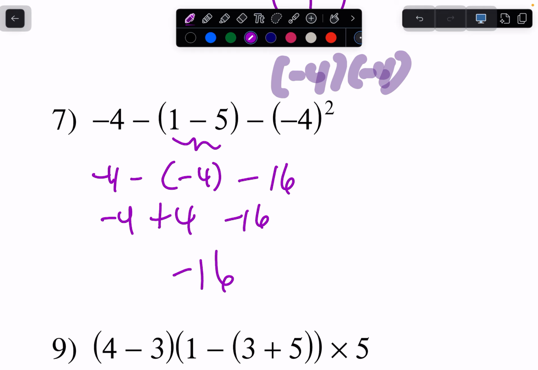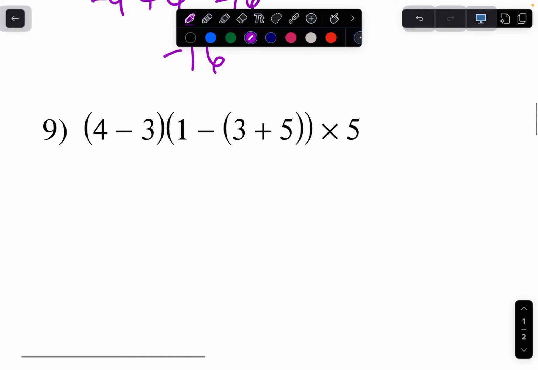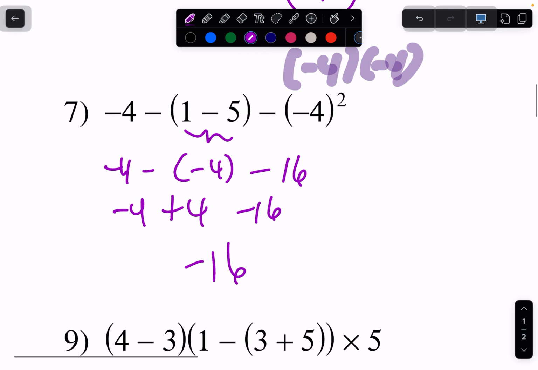Now, 9, are we good with number 7 before I move to 9? Did you say it becomes a positive 16? No, okay, it does, but that's a very good question. So this becomes a positive 16 in the parenthesis. So this becomes a 16.